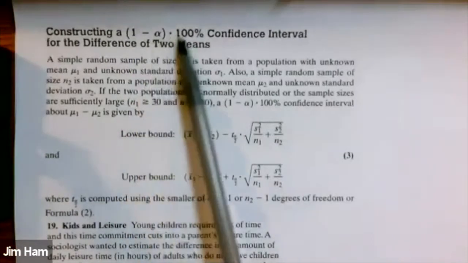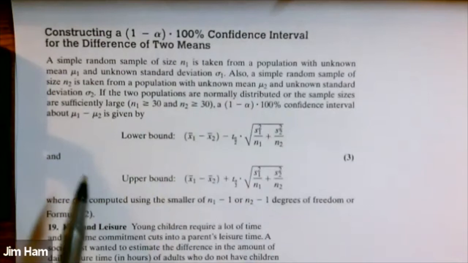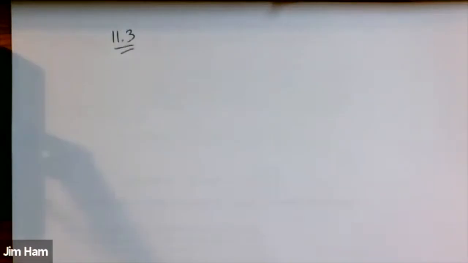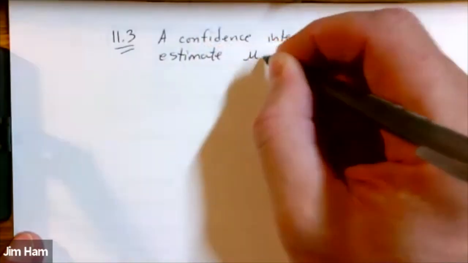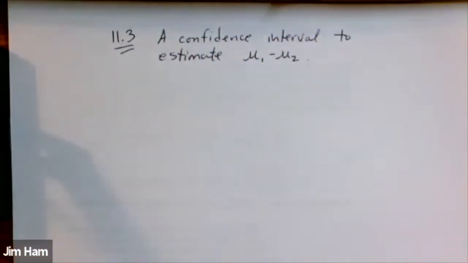Here's the confidence interval for the difference of two means. Now, I realize that this is the third time I've given you this, what I'm about to show you, but this is from section 11.3. I think if we go through it again, it'll kind of add to your understanding of what we've done before. So a confidence interval to estimate mu1 minus mu2. So we're trying to estimate something about two populations. In this case, it's the difference in their population means.